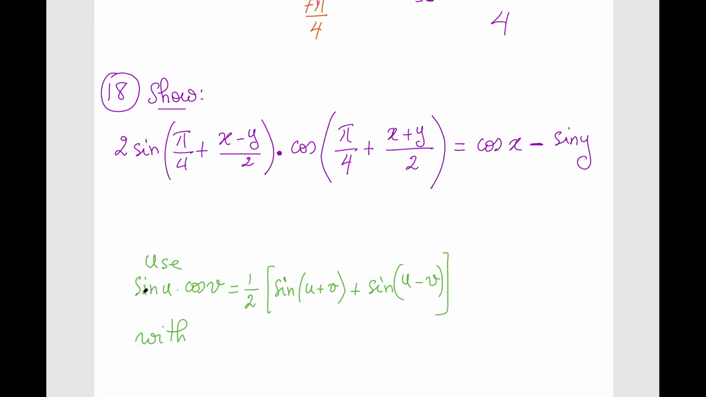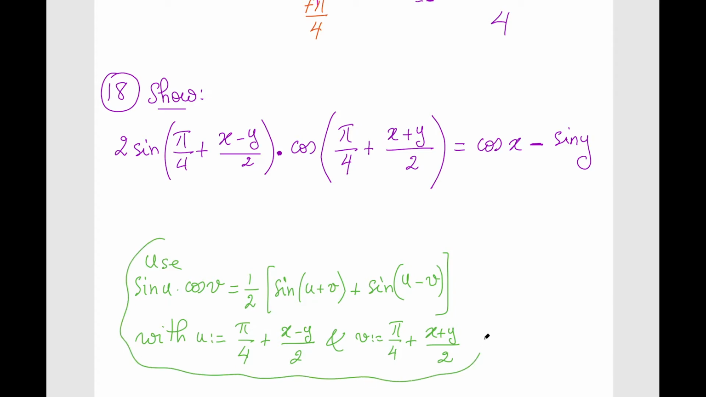u is the angle that sine is acting on. Well, sine is acting on this entire thing, so u is going to be that thing: pi over 4 plus x minus y over 2. And v is what cosine is acting on, and cosine is acting on this guy: pi over 4 plus x plus y over 2. Agree with that? So I'm going to use this to transition from that left-hand side.